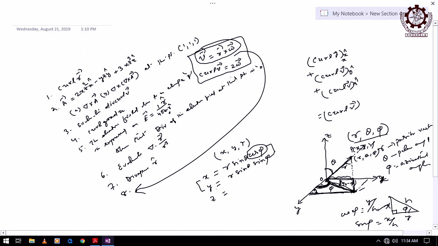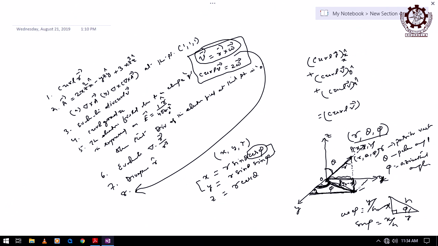So this is x value, this is y value, then what will be the value of z? Z will be, right? These are the values of x, y, z in terms of r, theta and phi, which are called the curvilinear coordinates, right? And you know the meaning of curvilinear coordinates, right? Curvilinear coordinates means it is in terms of position vector, polar angle and azimuthal angle. Azimuthal angle is phi, polar angle is theta, r is the position vector of that point, right?